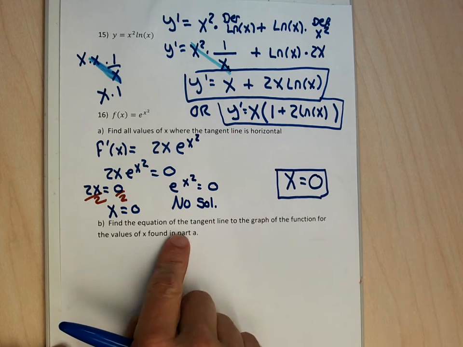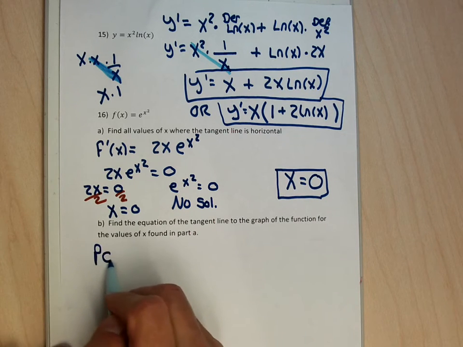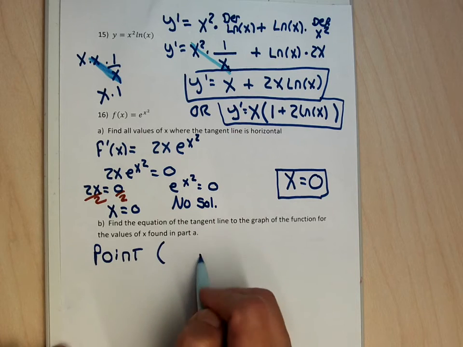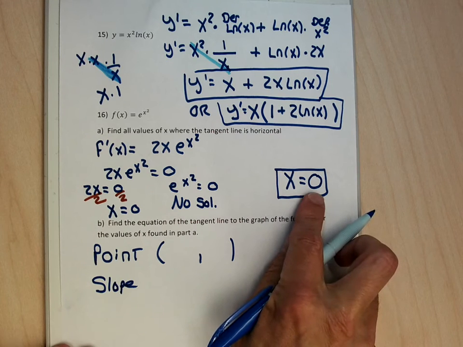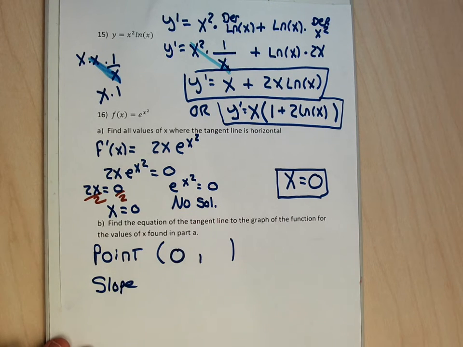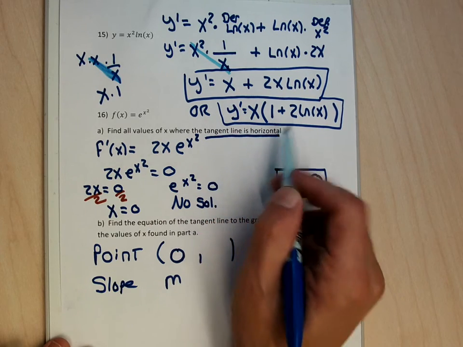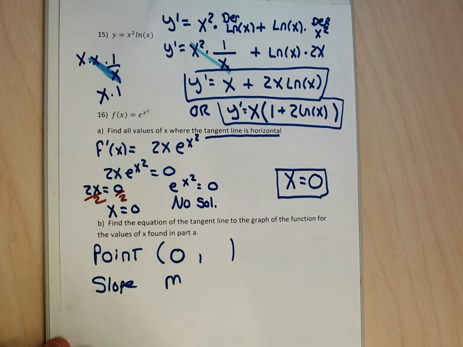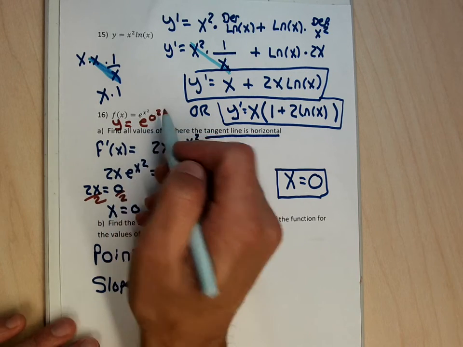Part B wants me to find an equation of a tangent line at this value of x. To find an equation of a tangent line, I need both a point and a slope. The calculus that I did gives me the x-coordinate of the point. The fact that I'm finding where tangent lines are horizontal sneakily gives me the slope, because horizontal lines all have a slope of 0. What I don't have is the y-coordinate of the point, and I get the y-coordinate of the point by plugging in 0 for x into the original function.